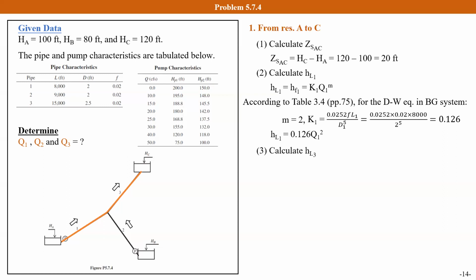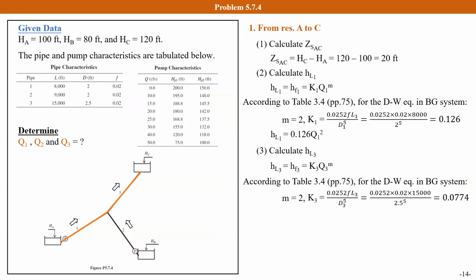And then we can calculate the head loss in pipe 3. Similarly, based on the same procedure, we can get the head loss in pipe 3. It equals 0.0774 times Q3 to the power of 2. So currently we have the relationship between the flow rate and the head loss in pipe 3.